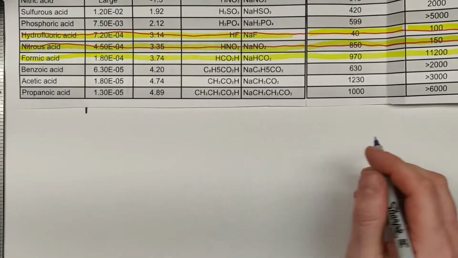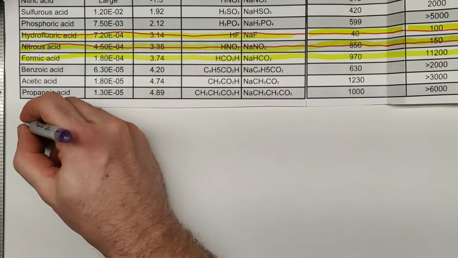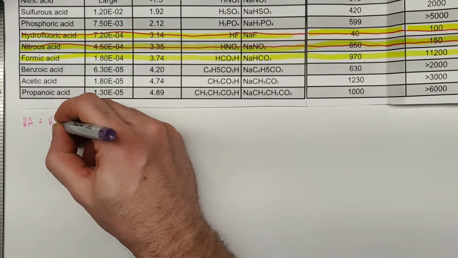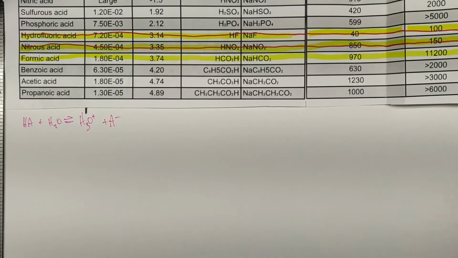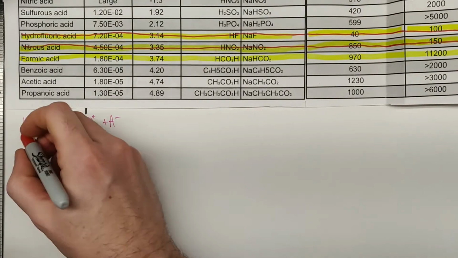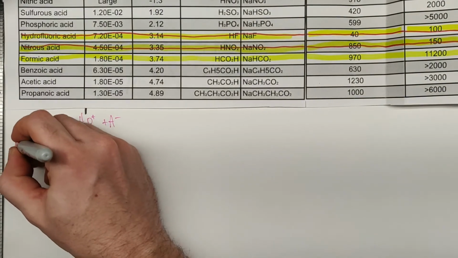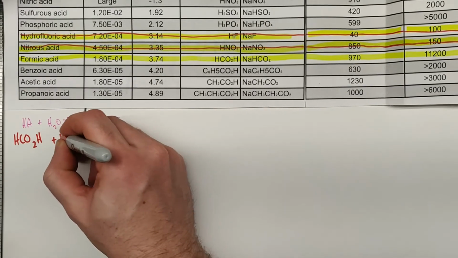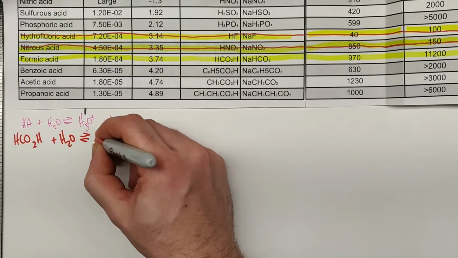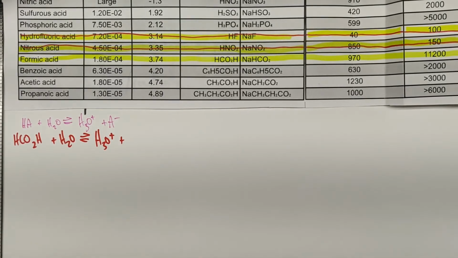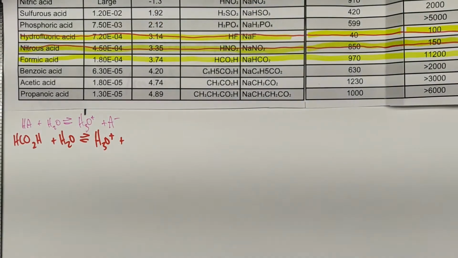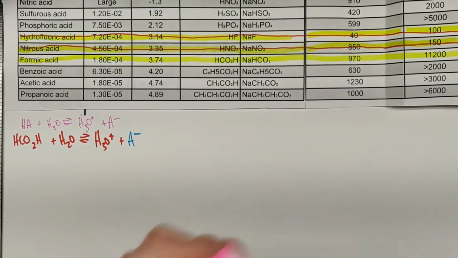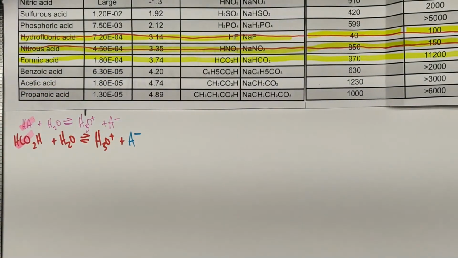So first up, I want to write out our generic K expression, HA, H2O, H3O plus, and A minus. For our purposes right here, we said we're going to use that formic acid system, which is HCO2H, and we'll just throw in here what we're looking for in terms of our HA, our weak acid, and our A minus, our weak base.